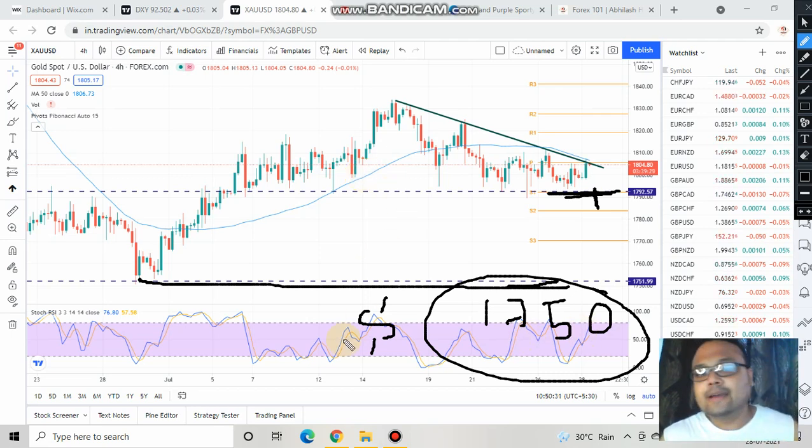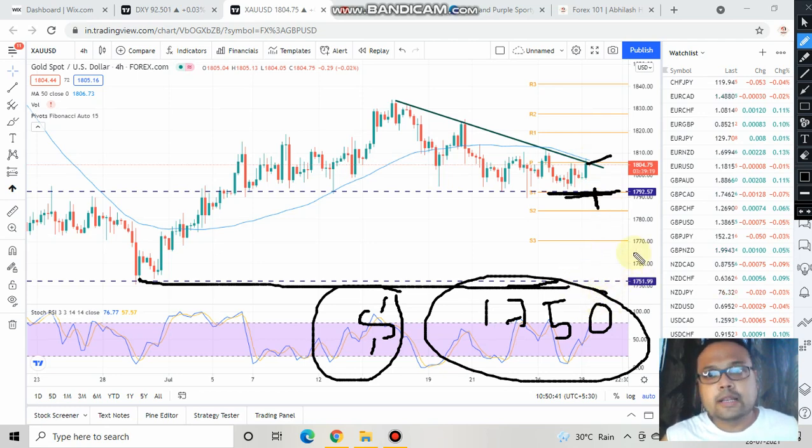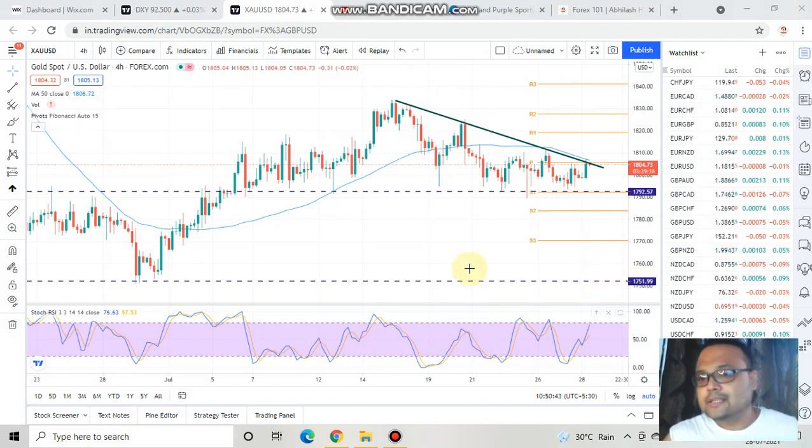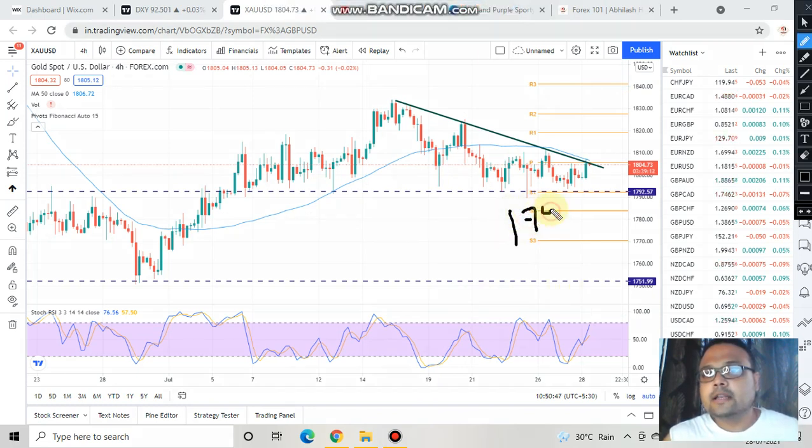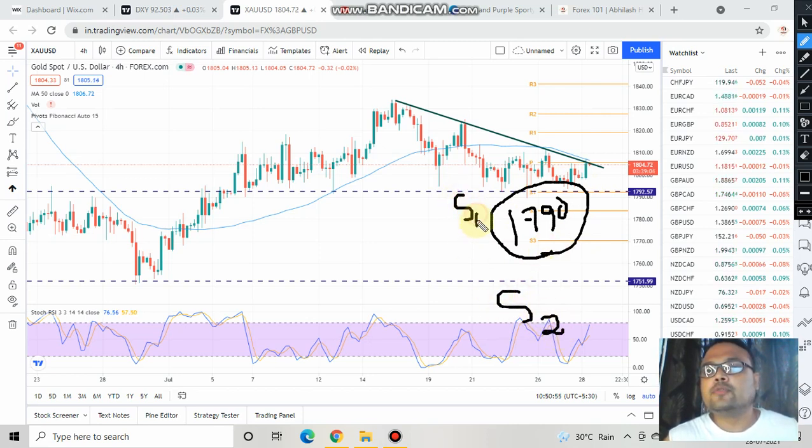So 1750 is the support for the market, and right now you can see that there is a huge gap between the current market price, because the market is trading here, and this support level. Apart from this level, we have 1790 acting as a support for the market as well. Therefore, this is the second support for the market, and this is the first support for the market.